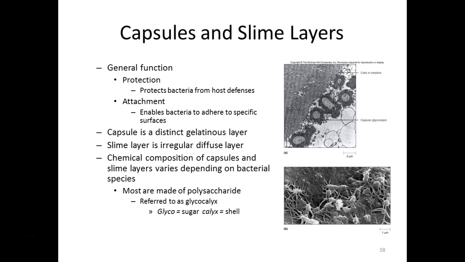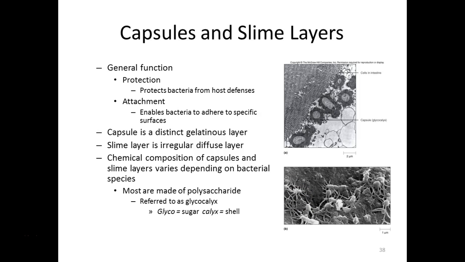surfaces. The difference between capsule and slime is the capsule layer is a very distinct gelatinous layer. It's very uniform, as you can see in the previous slides. Slime layers are a much more irregular and diffuse layer. So this bottom picture is kind of representing that, and it almost looks like these cells have tentacles, because the slime is spread out.